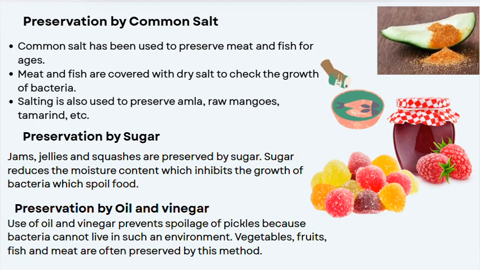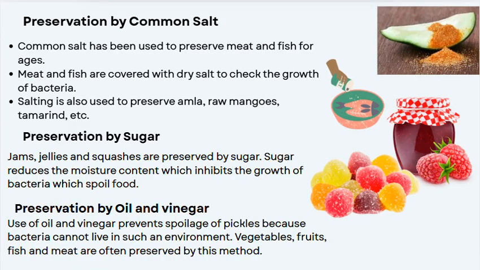The second technique is preservation by common salt, often used in preserving fish and meat for ages. Fish and meat are covered with dry salt to check the growth of bacteria. Salt is used to preserve amla, raw mangoes, tamarind, etc.